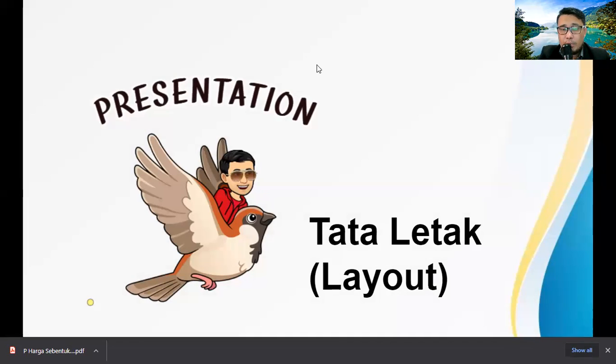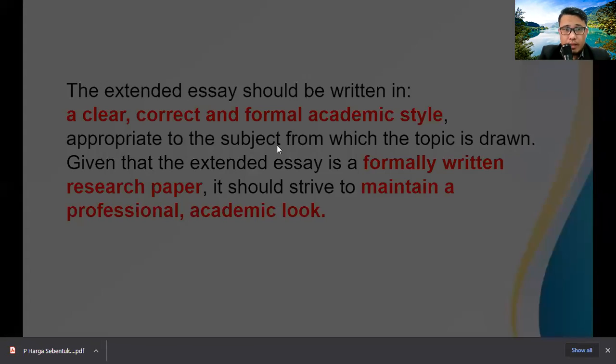Okay, so we're going to talk about structure. Structure means the arrangement of the essay. So what would be the first and the last, from the first until the last. But the presentation is mostly about the layout, the physical appearance here.